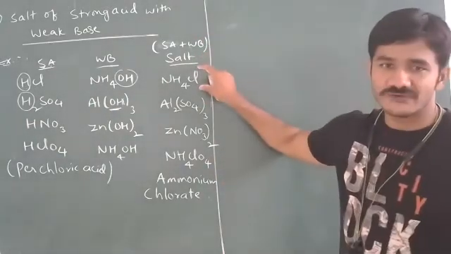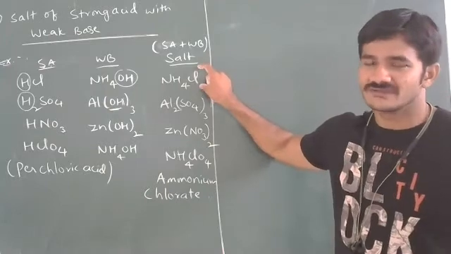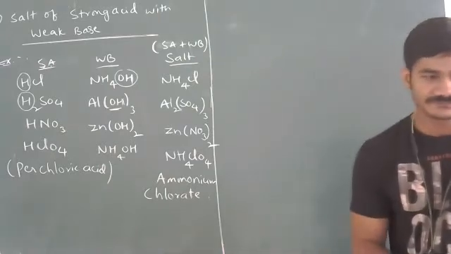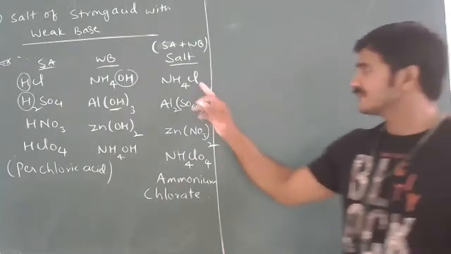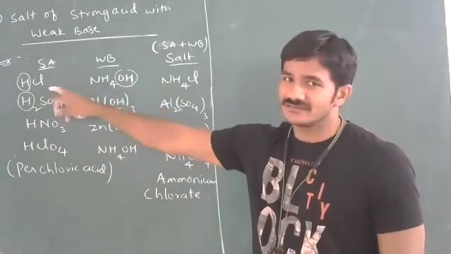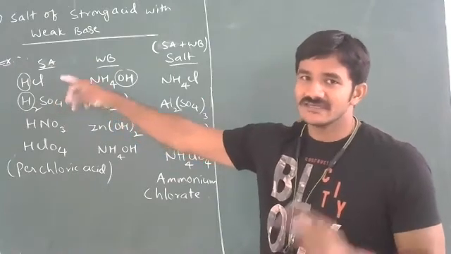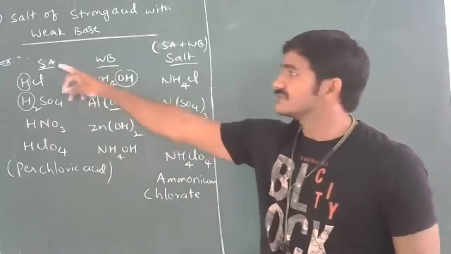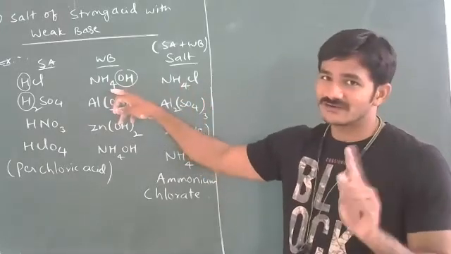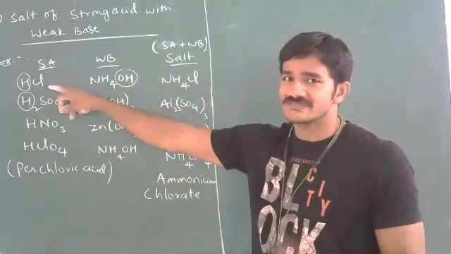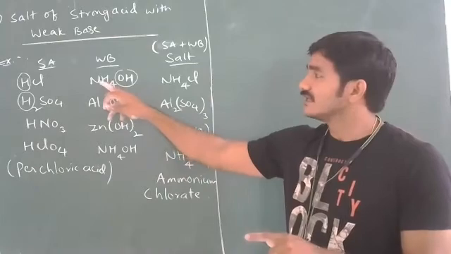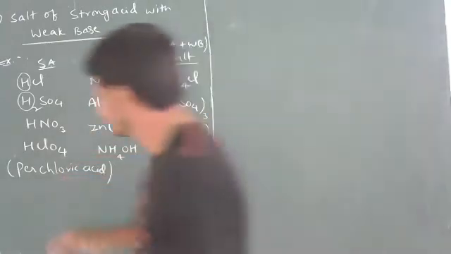Now you tell me, here in this salt, NH4Cl, which species undergo hydrolysis? NH4 plus or Cl minus? Which will undergo hydrolysis? Cl minus is the conjugate base of HCl, which is a strong acid. After removing H plus, we get Cl minus. If HCl is strong, its conjugate base is weak, so Cl minus will not undergo hydrolysis. Sorry, HCl is a strong acid, Cl minus is a weak base, and ammonium hydroxide is a weak base, so NH4 plus is strong acid.